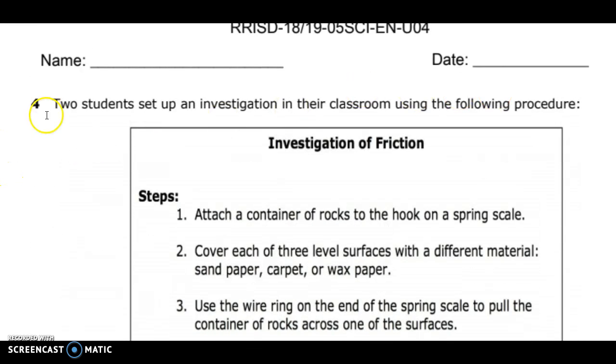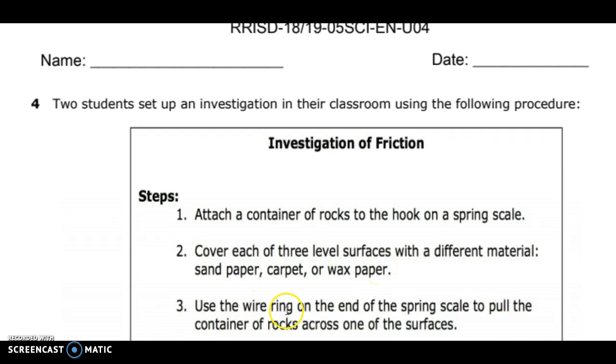Question 4. Two students set up an investigation in their classroom using the following procedure. Investigation of friction. Steps. 1. Attach a container of rocks to the hook on a spring scale. 2. Cover each of the 3 level surfaces with a different material: sandpaper, carpet, or wax paper. 3.